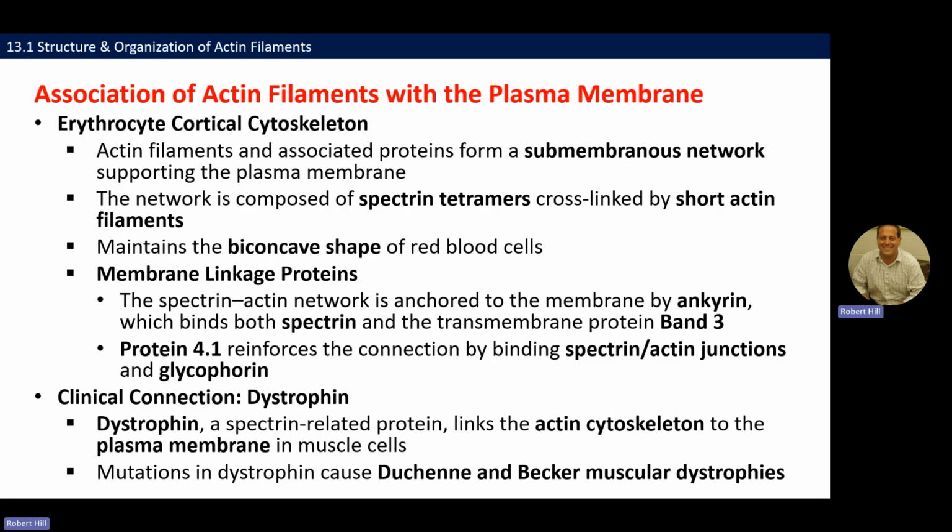Right. There is a protein that's related to spectrin that's found in skeletal muscle called dystrophin. And it's problems in this protein that contribute to all of the problems that people with muscular dystrophy have.